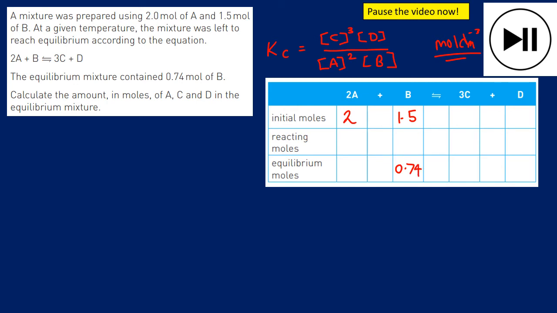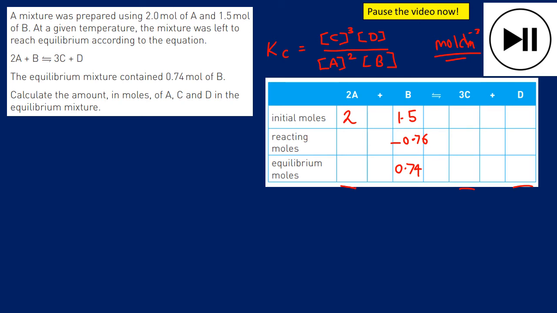And now we're asked to calculate the amount of A, C and D at equilibrium. So let's think logically about this then. What's happened? Using the information we've been given, we can see that the moles of B have gone down by 0.76. That's what's happened. It's gone from 1.5 to 0.74.